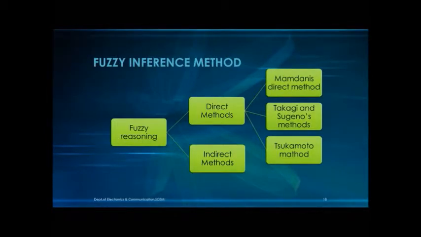In the fuzzy inference method, the fuzzy reasoning splits into two methods, direct method and indirect method. The direct method again splits into three: Mamdani, Sugeno and Tsukamoto methods.